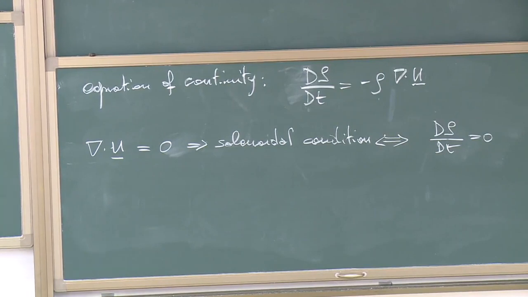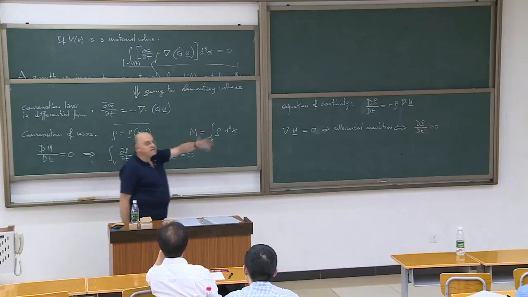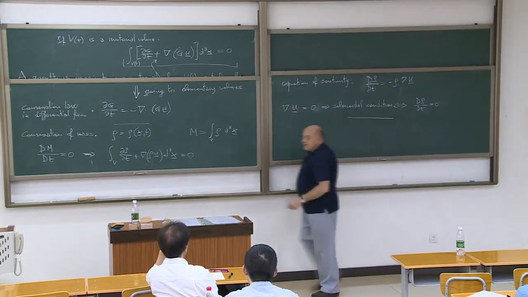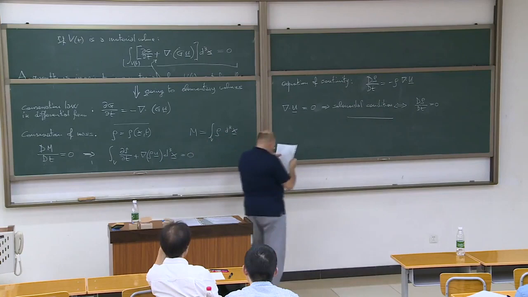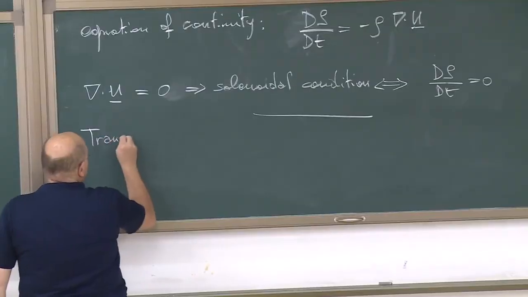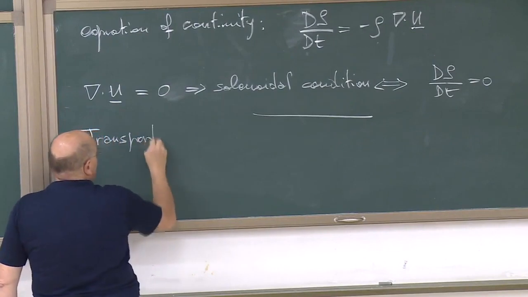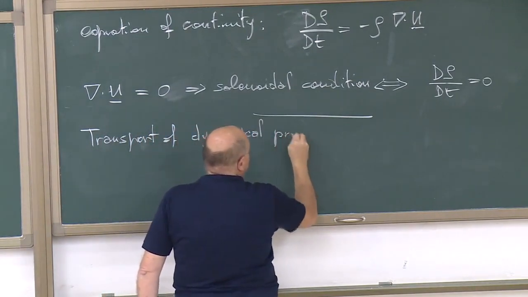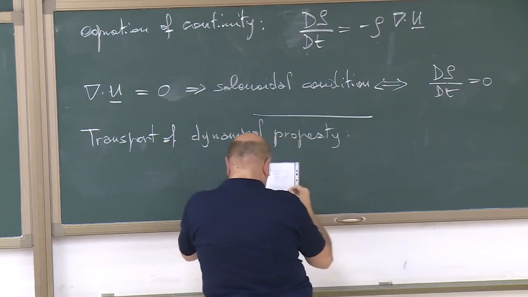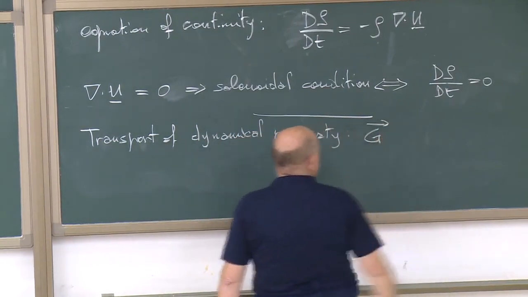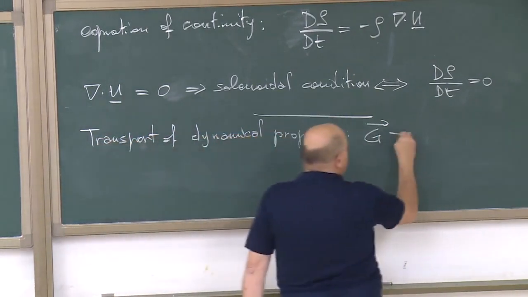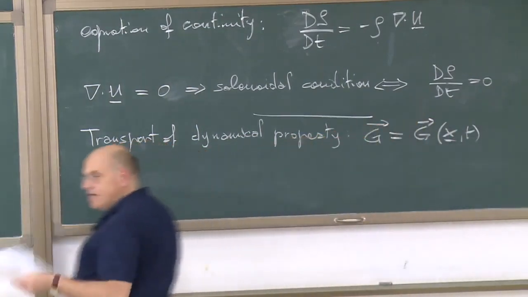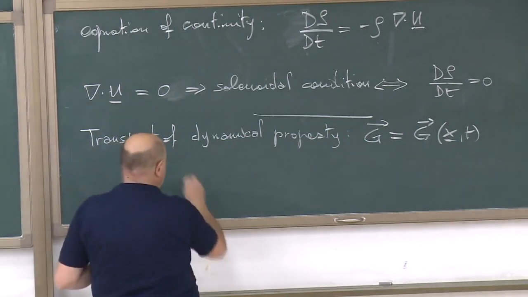Now, I'm skipping, because I said you multiply by a unit vector, blah, blah, blah. So I'm skipping all that, and I just give you the dynamical equivalent of the kinematic transport theorem. So this is the transport of dynamical property. Now you take this G. G is now a vector or a tensor, right? And for this G, as I said, I skip the proof, which is elementary. You will have it in the notes. And you can prove the following.